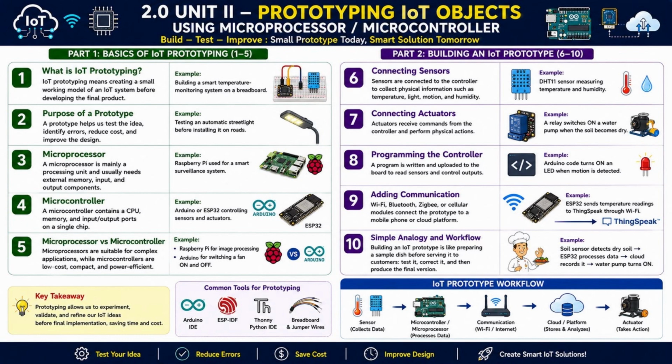Example, please. Raspberry Pi is used for image processing. Arduino is used for switching a fan on or off. Like that it can be used.